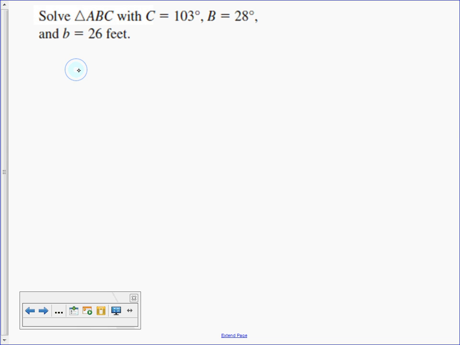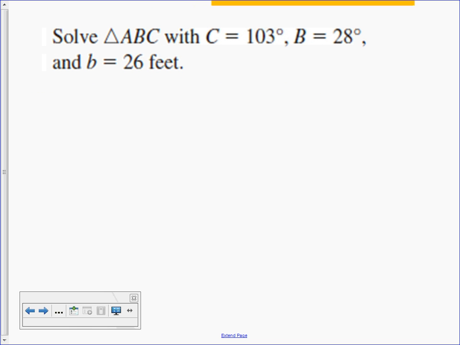Whenever you are given a scenario that says solve the triangle, that means you have to do what? Yeah, find all the side lengths and angles that are missing. In order to figure out what that is, what should you do right away? Draw a triangle. Does it have to be beautiful and perfect? No. A, B, C. You're given angle C, 103. You are given angle B, 28. And you're given the side opposite B, 26.